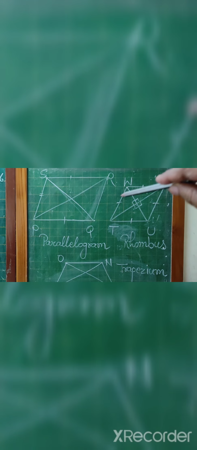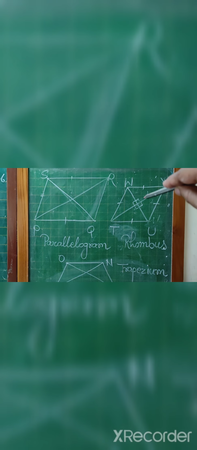Opposite sides are parallel and equal. So PQ is equal to RS and PQ parallel to RS, PS parallel to QR and equal. Now the diagonals you can see, PR and SQ. Here the rhombus: all sides are equal, diagonals are not equal, they intersect each other at 90 degrees and bisect at 90 degrees. Here the trapezium, one pair of sides parallel, not equal, LM and OP, diagonals are not equal.